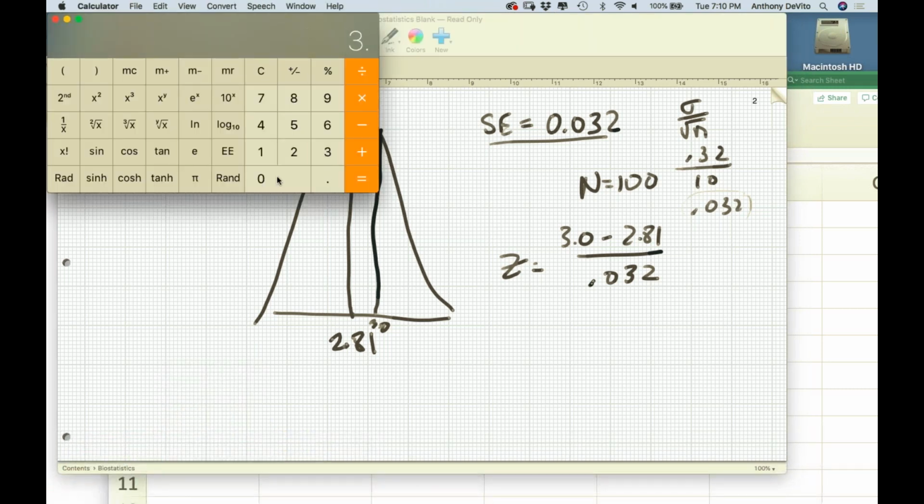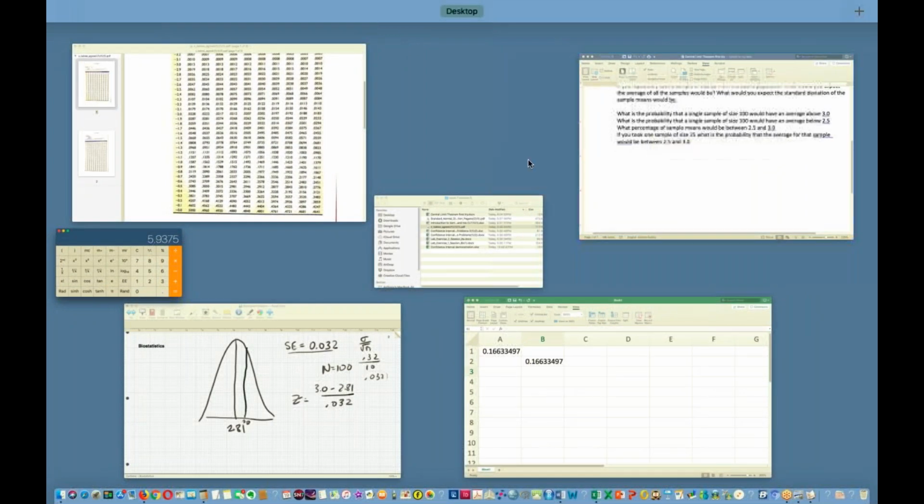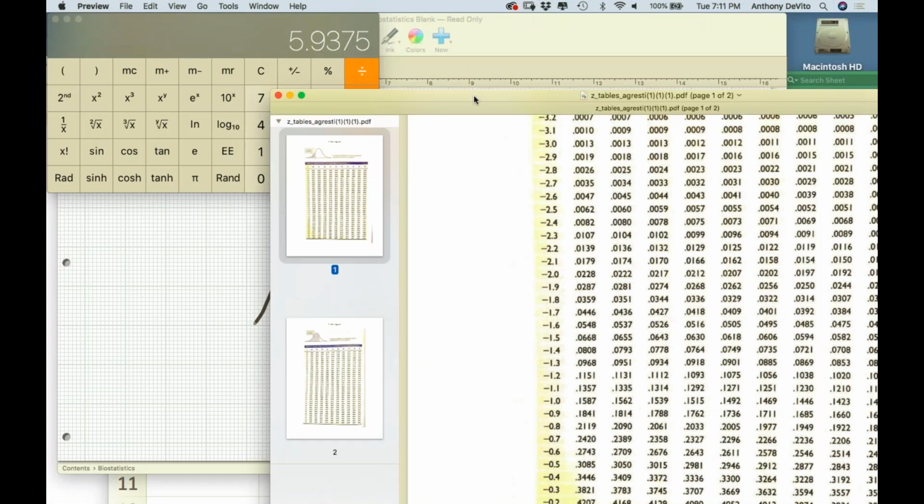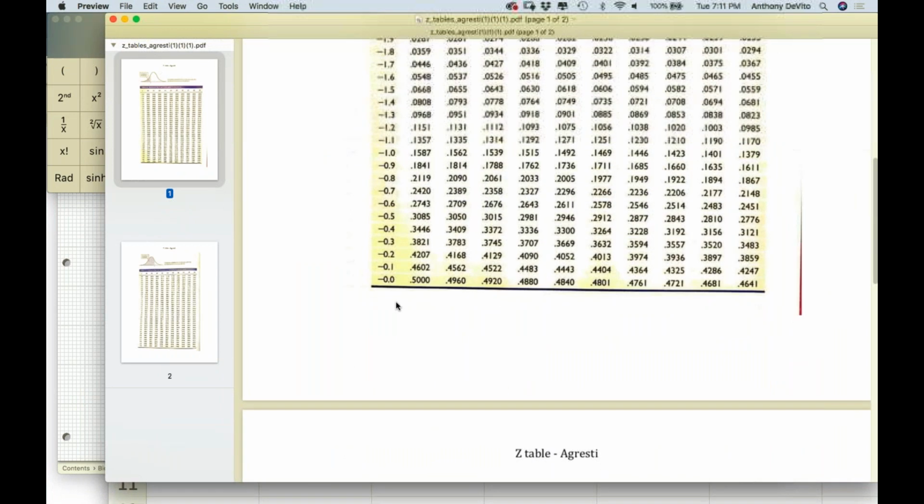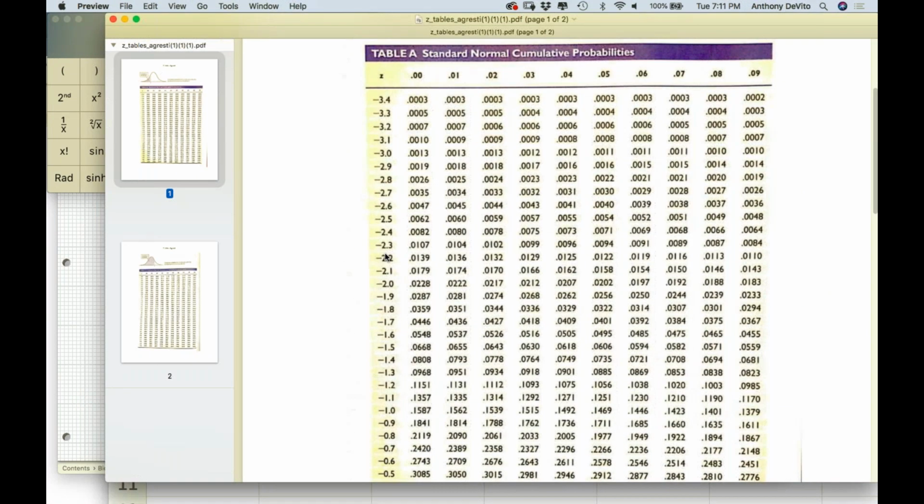Okay, 3.0 minus 2.81, right, equals this, divided by 0.032. Okay, my z-score is going to be 5.93. Wow, that's not even on my table, is it? Where's my table? My table doesn't even go up that high, right? My table only goes up as high as 3.4, 3.49 actually, right?